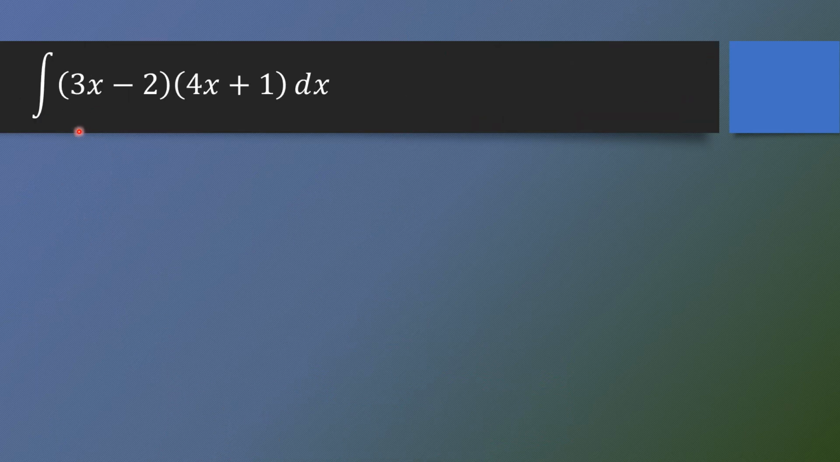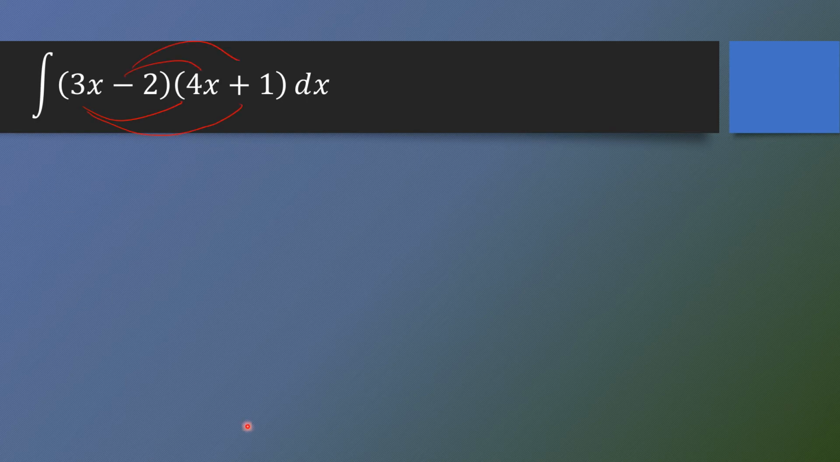Okay, the next question, what is the integral of 3x minus 2 multiplied by 4x plus 1 dx? Same like the previous question. We only have sum and difference rule in integration. That's why in this expression we have to change and manipulate to be a sum or difference expression. So we can use distribution or expand the bracket here.